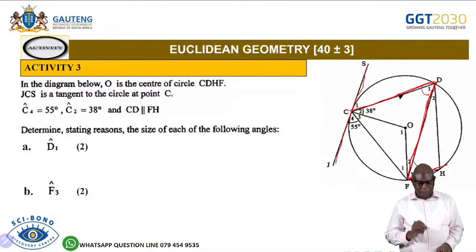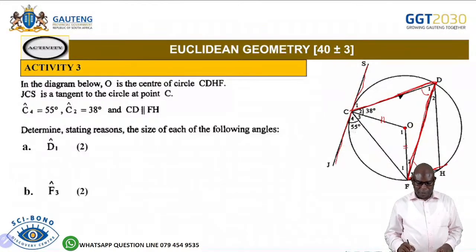Okay. Now, but let's look at the questions. O is the center, so I've got a center. Already I've got radii, so these lines here are going to be equal. I've got radii. So as I read the question, I must then go to my sketch and then try to make sense out of the sketch.